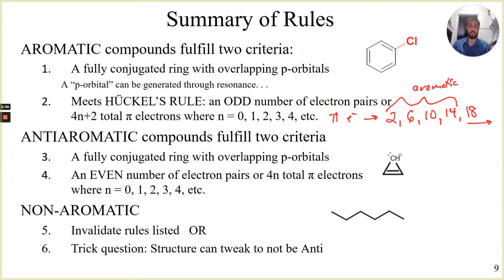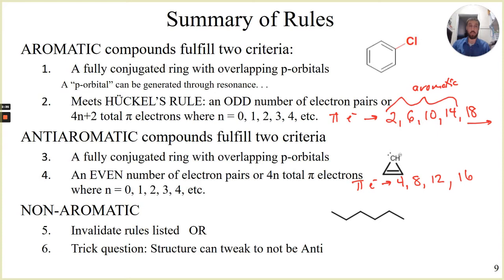Okay. The anti-aromatic, you still have to have this fully conjugated ring with our overlapping p orbitals. Okay? But where it falls out is that you get an even number of electron pairs, or 4n total pi electrons. Again, I would argue that you could switch this and say, well, I'm just going to memorize the pi electrons being 4, 8, 12, 16. Okay? And you now have the pi electrons that you could memorize.